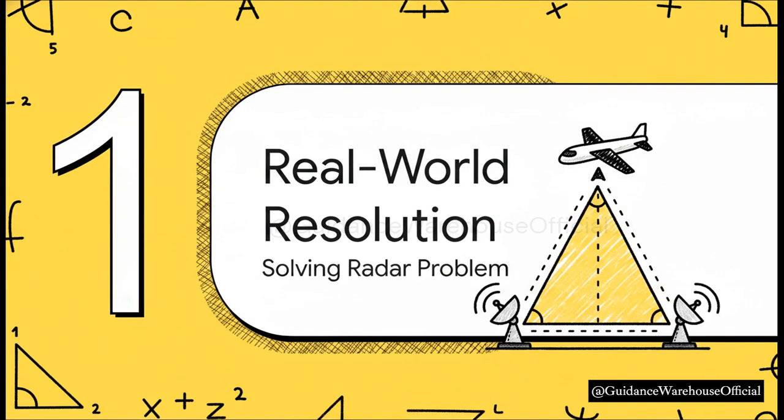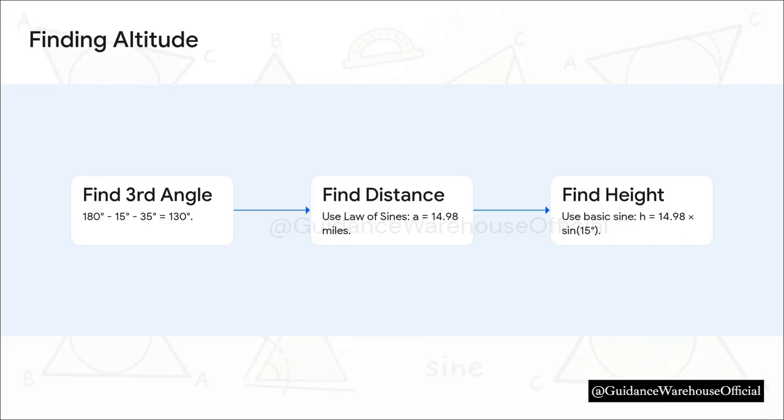Real-world resolution, solving the radar problem. Remember that aircraft from the very beginning? The one trapped between the two radar stations where basic right triangle math completely failed us. Let's connect this all to real life and finish the job. We'll walk through this step by step. Station A is at 35 degrees, Station B is at 15 degrees.